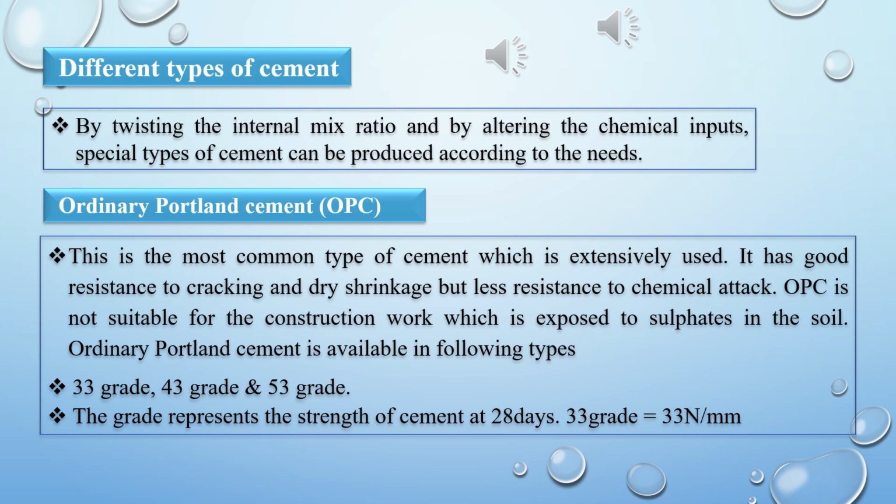So students, we have discussed ordinary Portland cement, OPC. I'm going to repeat it again. OPC is the most extensively used cement which is resistant to crack and shrinkage, but it is not resistant to chemical attack, so we cannot use it in soil where there is a lot of, or excess, sulfates. Ordinary cement is available in different grades: 33 grade, 43 grade and 53 grade.